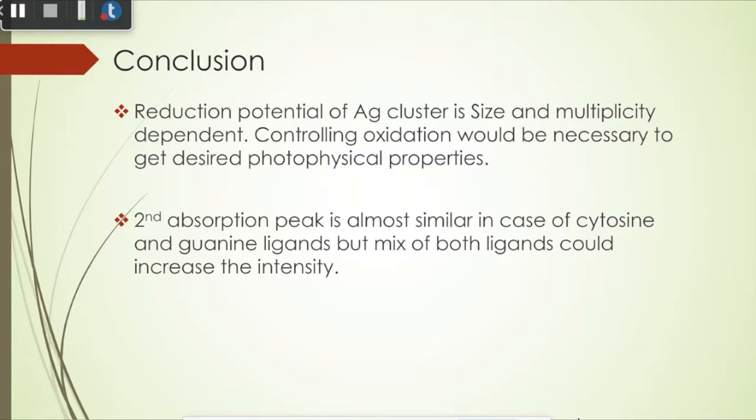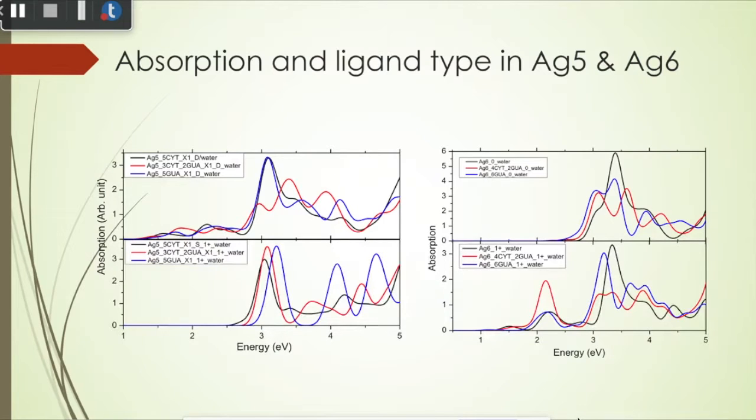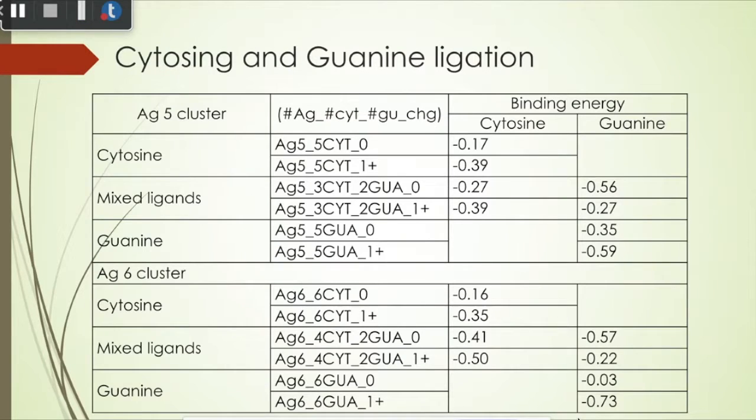So, do you have questions? So when you're comparing the guanine and cytosine, why did you choose 3 and 2? If you go back to that page, the 5 and 6, the number of each. Go back to the main table. Here, you say the mixed ligands. Oh yeah, this one is the mixed ligand.